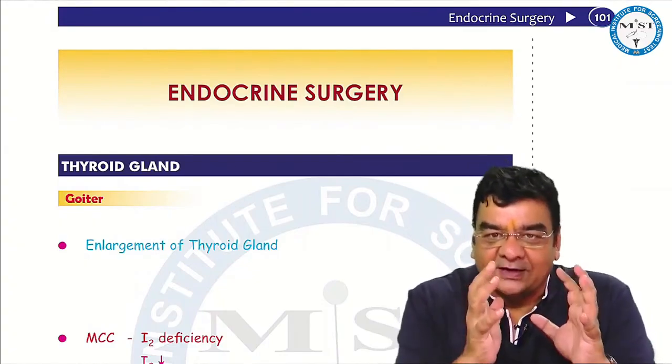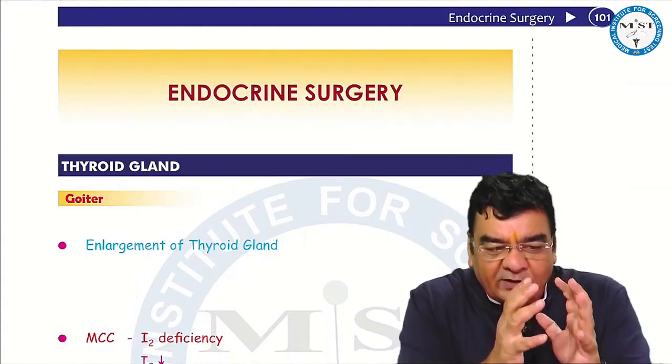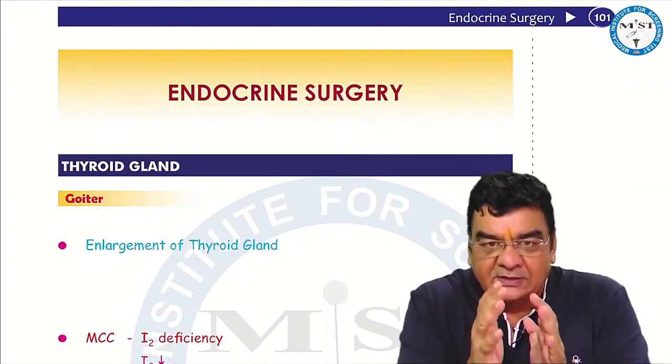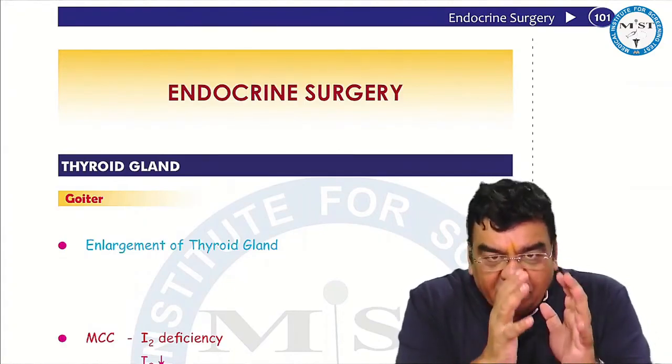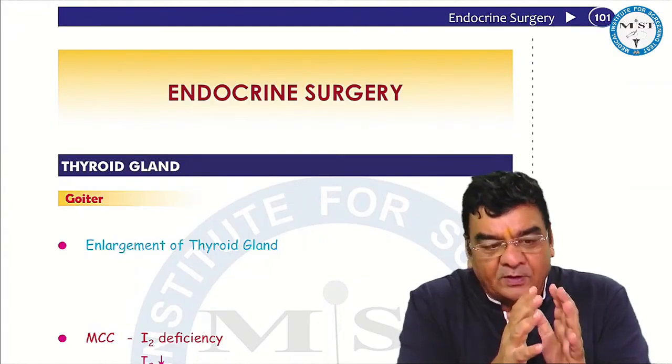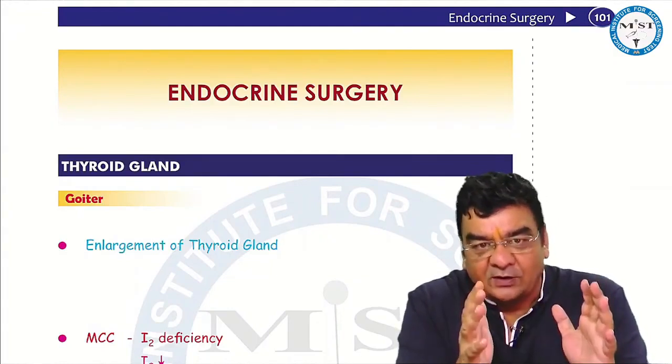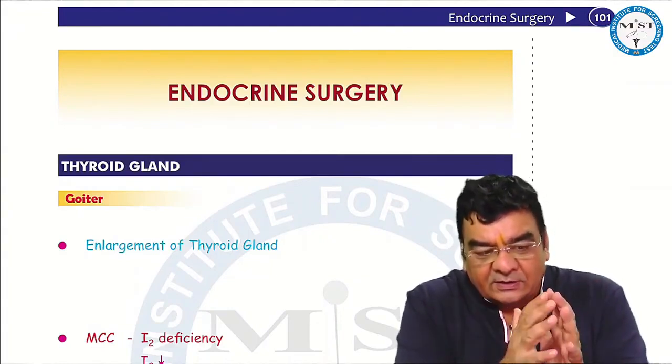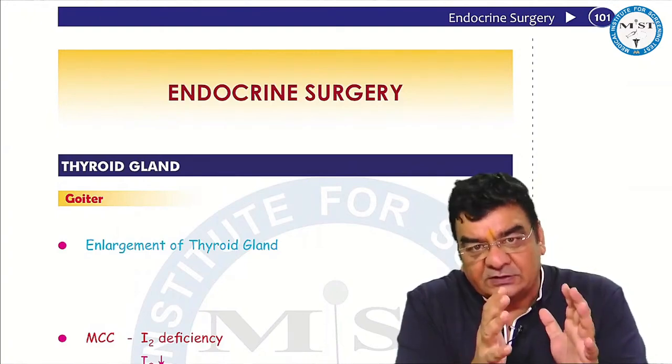Let's take a look at the endocrine surgery. In endocrine, we'll be focusing on thyroid and breast. In thyroid, we'll be mainly focusing on goiter. Goiter is simply enlargement of the thyroid gland. And the reason is iodine deficiency.